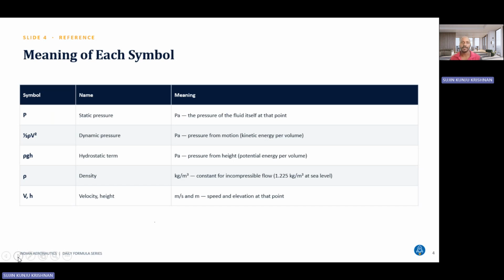Rho is density, assumed constant for incompressible flow. V is velocity, and h is height at that point. This whole equation is really just a conservation of energy, written in terms of pressure instead of joules.